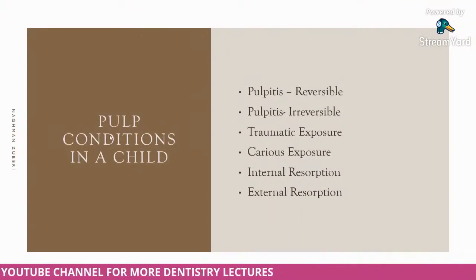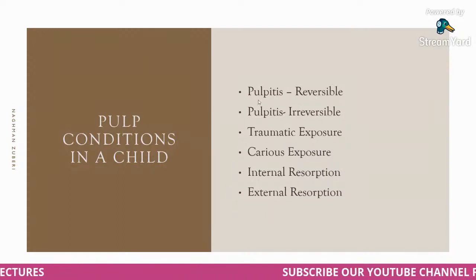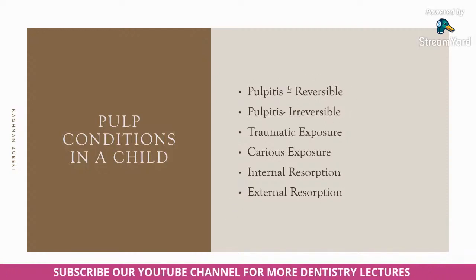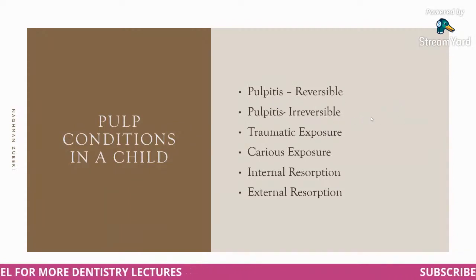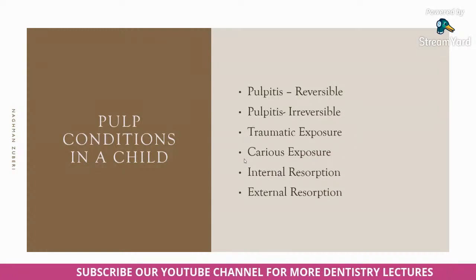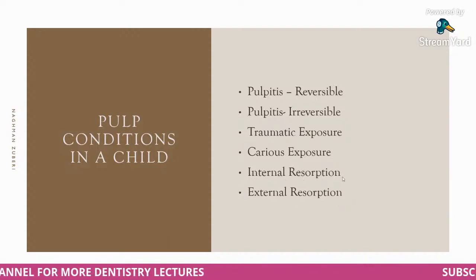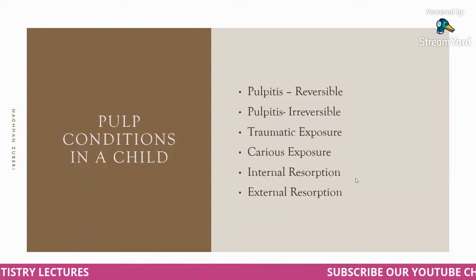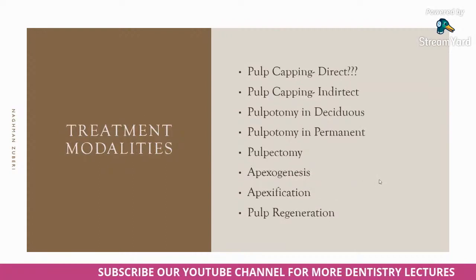So for the pulp conditions in a child, we must know, looking at the history, the symptoms they are presenting, and the history of the present complaint, whether the pulpitis is reversible or irreversible. If it is reversible, then our treatment plan will be different. If it is irreversible, then our treatment plan will be different. Whether it is a traumatic exposure or a carious exposure, again our treatment plan, especially in the deciduous teeth, will be totally different. Whether there is an internal resorption or an external resorption, internal resorption in children will be managed totally differently as compared to internal resorption in the permanent teeth.